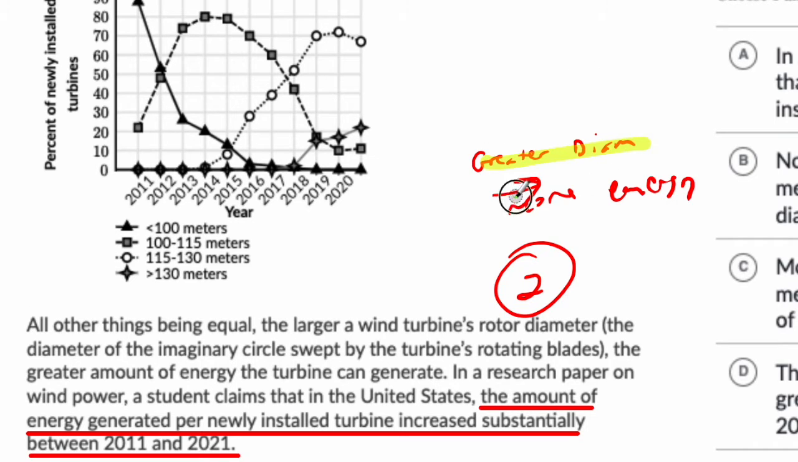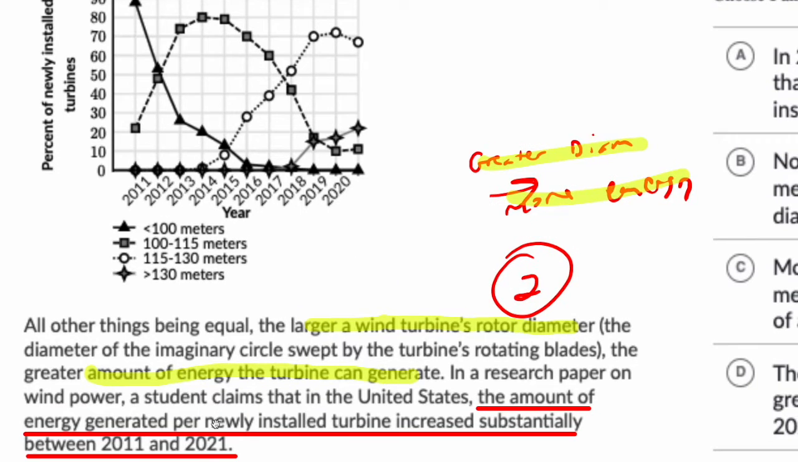That is where this relationship is important. So the larger the diameter, the greater amount of energy it can generate. And so if the amount of energy generated per newly installed turbine increased substantially, that would suggest that we would have more of the bigger turbines. So I'll do some color coding here. Greater than 130, those are, there. And then we've got the other somewhat big ones here.